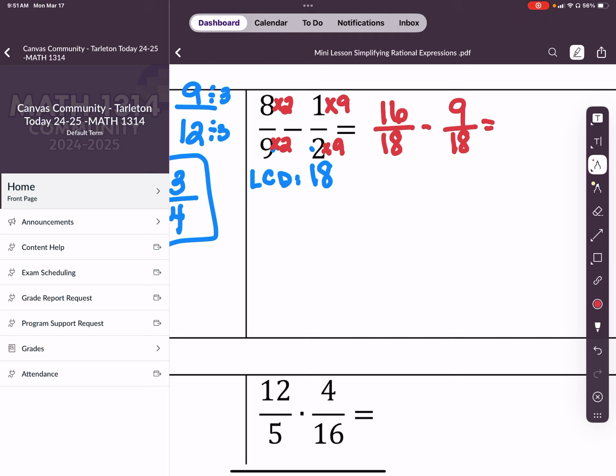Okay, and then again, we're just going to go ahead and do our arithmetic here. So 16 minus 9 gives me 7. And then I'll leave my denominator the same. And 7 over 18 cannot be reduced.